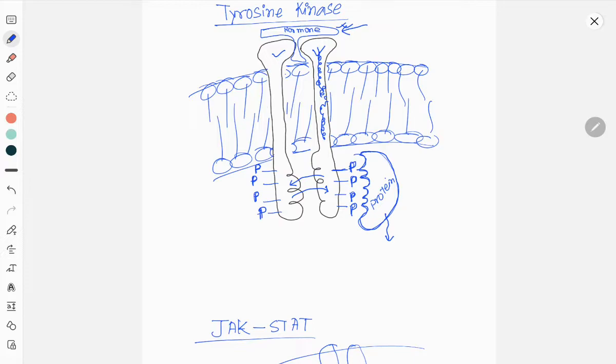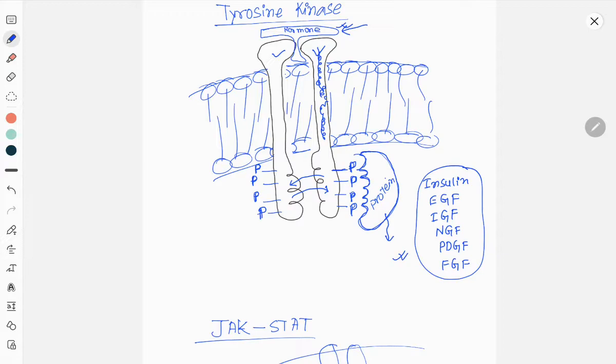This receptor is important for insulin and other growth factors like epidermal growth factor, insulin like growth factor, nerve growth factor, platelet derived growth factor, fibroblast growth factor. All these growth factors and insulin act via these tyrosine kinase receptors.